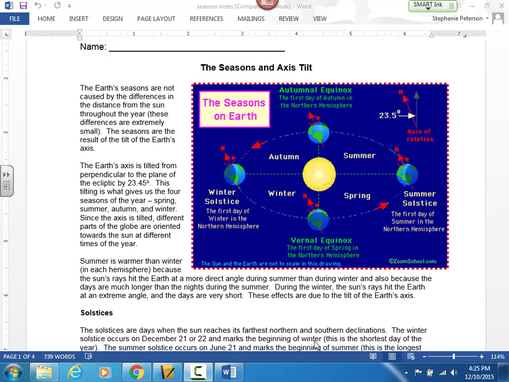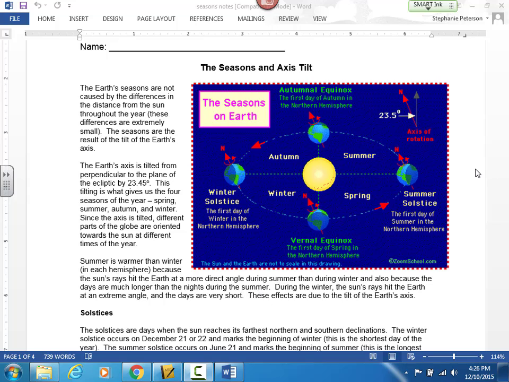Since the axis is tilted, different parts of the globe are oriented towards the sun at different times of the year. Summer is warmer than winter in each hemisphere because the sun's rays hit the earth at a more direct angle during the summer than during winter, and also because the days are much longer than the nights during the summer. During the winter, the sun's rays hit the earth at an extreme angle and the days are very short. These effects are due to the tilt of the Earth's axis. Big idea from this paragraph: the seasons are due to the tilt, not how far away we are from the sun.